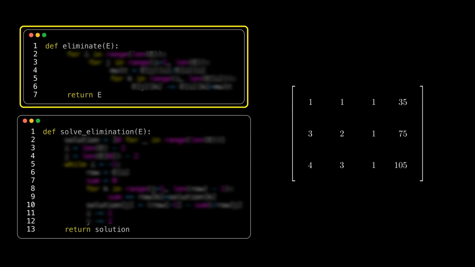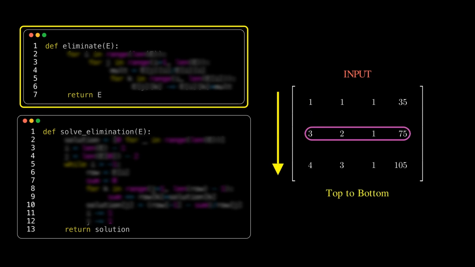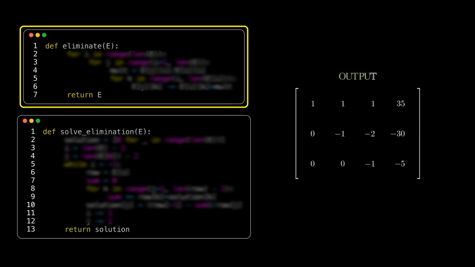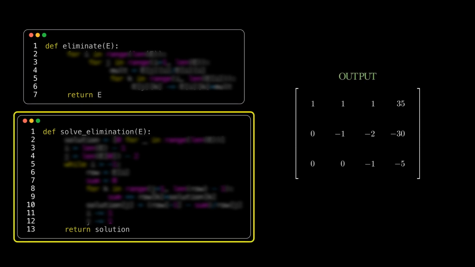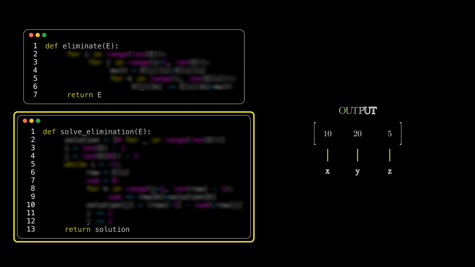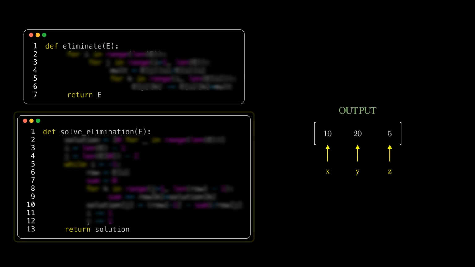First, we will use the eliminate function to eliminate the variables as we go from top to bottom. The augmented matrix E will act as the input for this function. Here, top to bottom means that we work row by row, starting with the first row. It will give us the required matrix as the output. Then, we will pass the output to the solve-elimination function, which solves the variables from bottom to top. Bottom to top means that we start with the last row and move upward. When we reach the topmost row, we will have determined the value of every variable, giving us the solution. Does this sound confusing? Let's break it down in more detail to make it clearer.